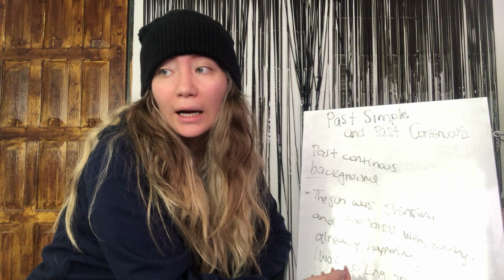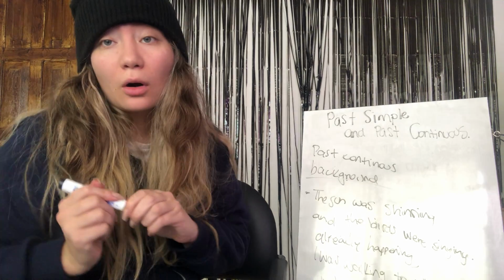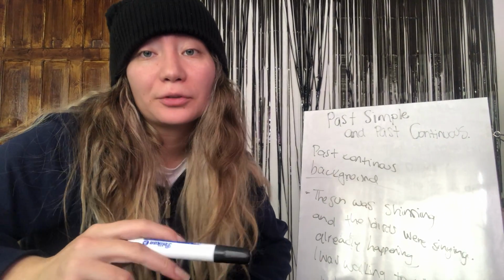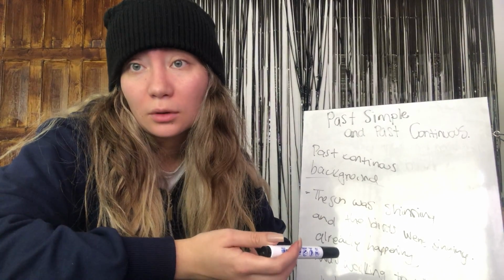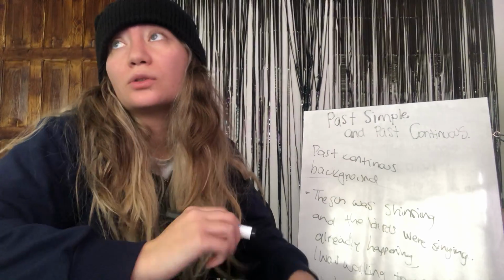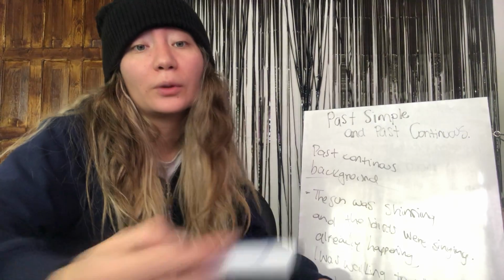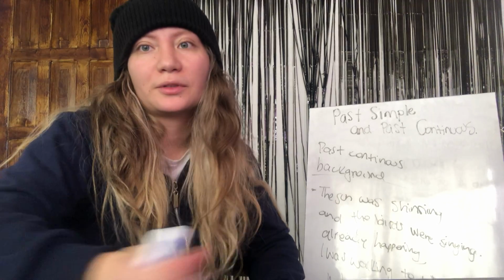For example, here, I was walking to work when I met John. Okay, when I met John. Or we can use while at the first of the sentence. For example, while I was walking to work, I met John. Or I met John as I was walking to work. Or I was walking to work when I met John. Okay, we can use it in different points of the sentence. Okay.